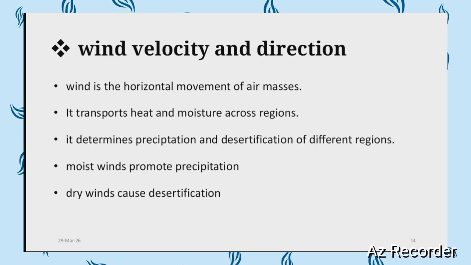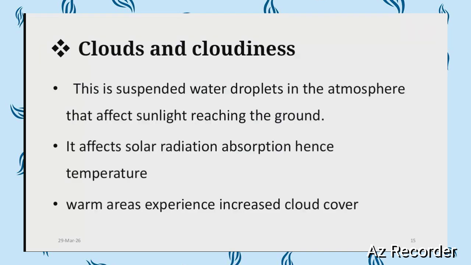Wind velocity and direction. Wind is the horizontal movement of air masses, and it transports heat and moisture across regions, so it determines precipitation and desertification of given regions. Moist winds promote precipitation, dry winds cause desertification.